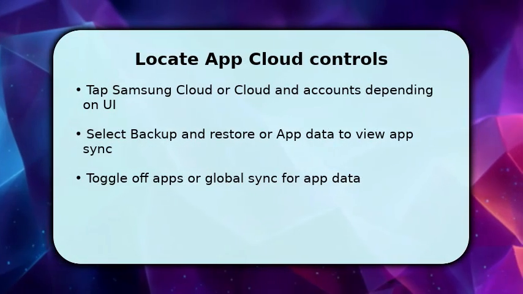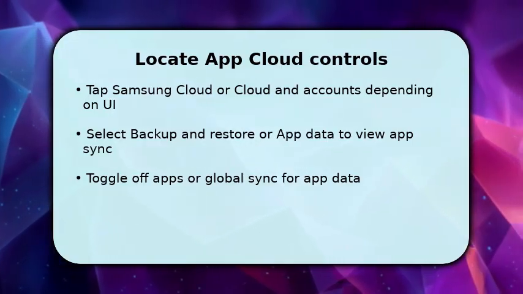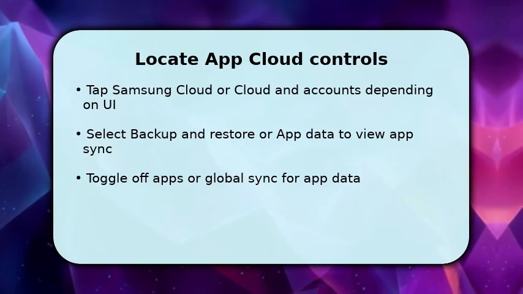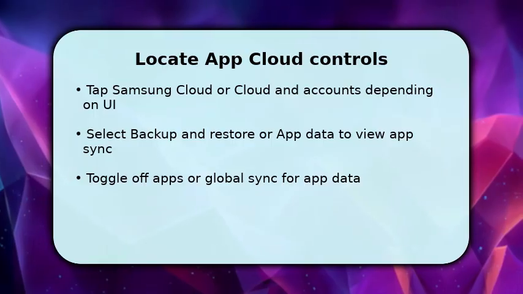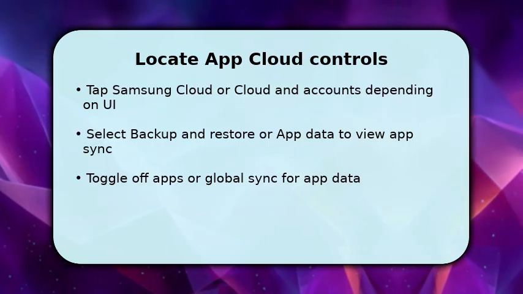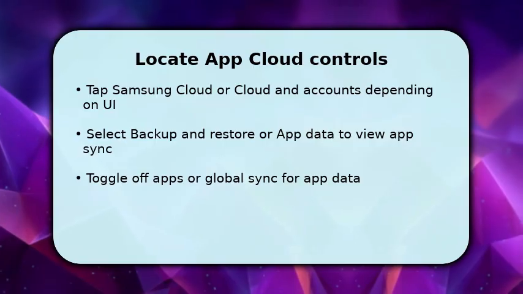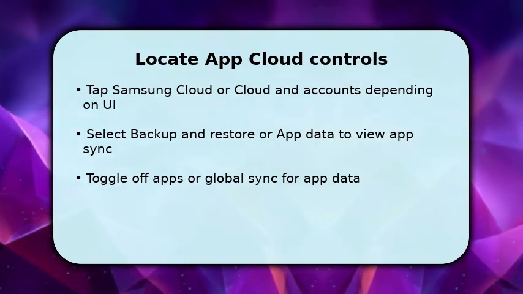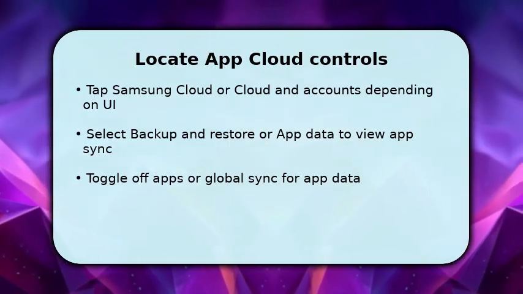Now you find the specific cloud controls. Go into Samsung Cloud or Cloud and Accounts, and then into Backup and Restore or App Data. You will see a list of apps or a global app sync toggle. Tap to expand details. If individual app switches appear, turn off the ones you do not want synced. If there is a global app sync switch, toggle it off to disable automatic app data backup. This stops future uploads while keeping local app data intact.